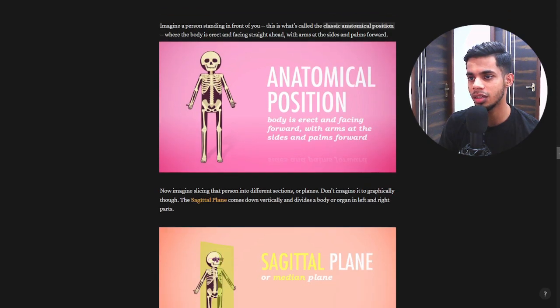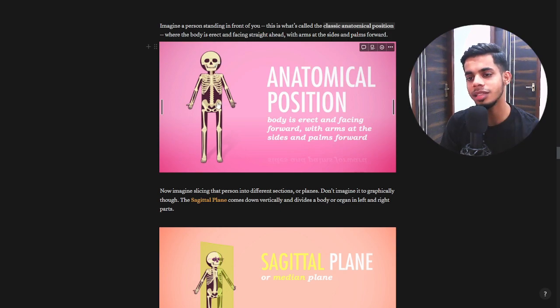Now let's start with this. Imagine a person standing in front of you. You can look at this picture that you see. It's a skeleton, right? Quite funny. Now a person standing erect, facing straight ahead with the arms at the side and palms forward. As you can see in this image, a straight body standing erect, facing towards the front, with hands stretched towards the outer side and palms facing the front.